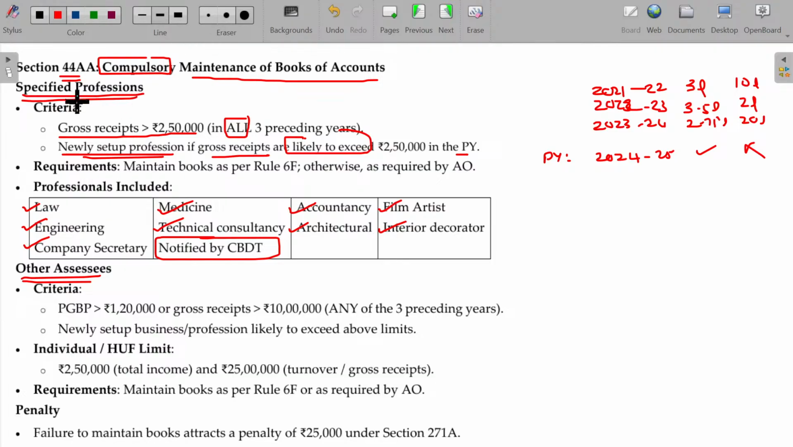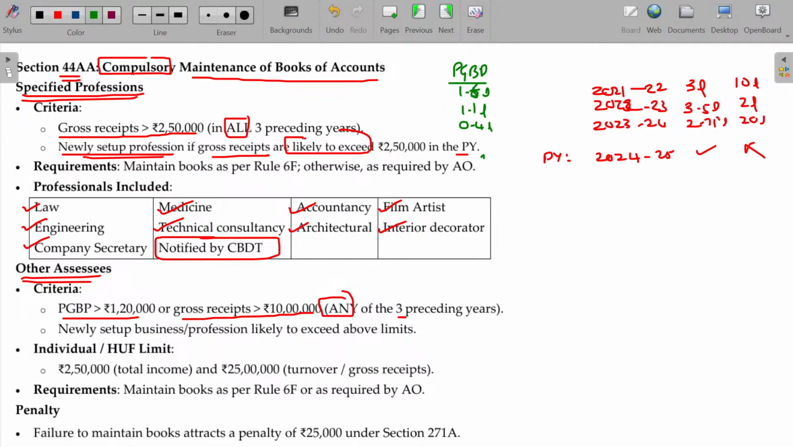Okay, in case of other than professionals, the condition is: PGBP more than 1.5 lakhs, 1,20,000, or gross receipts more than 10 lakhs, in any of the three preceding years to the previous year. So here your PGBP being 1.5 lakhs, 1.1 lakh, and 1.6 lakhs, 1.1 lakh, and 0.4 lakhs.